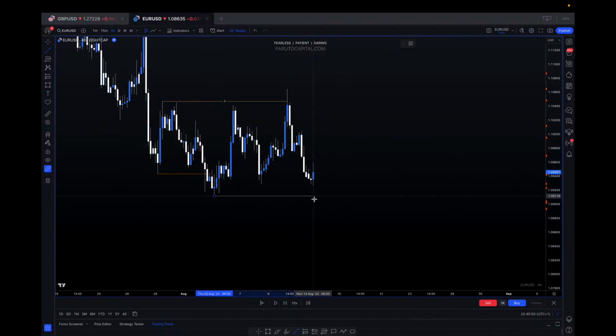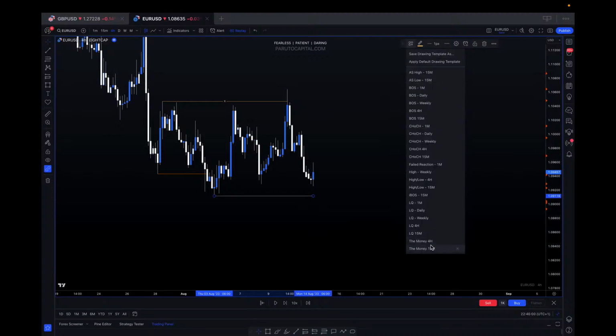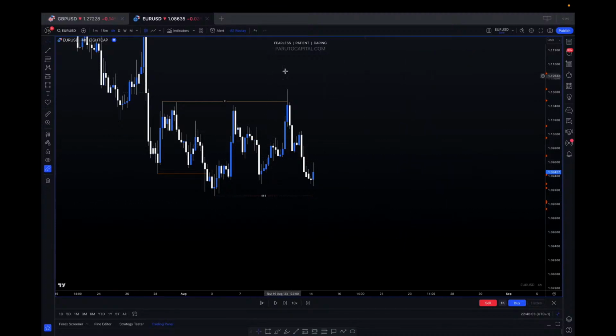So this is where we have the money. Okay, so the money is here. So essentially with this, we know the price should come here.